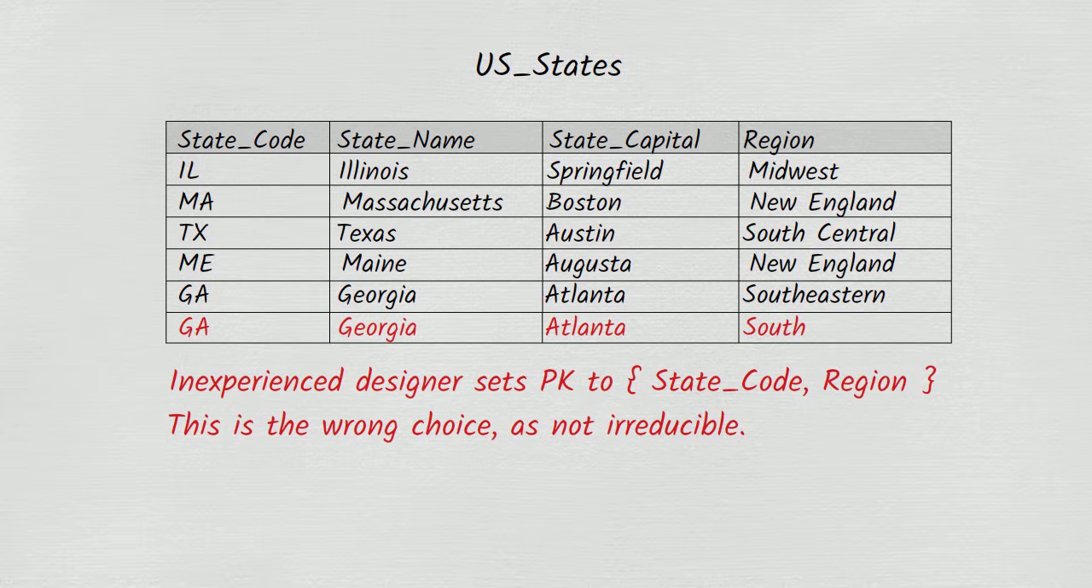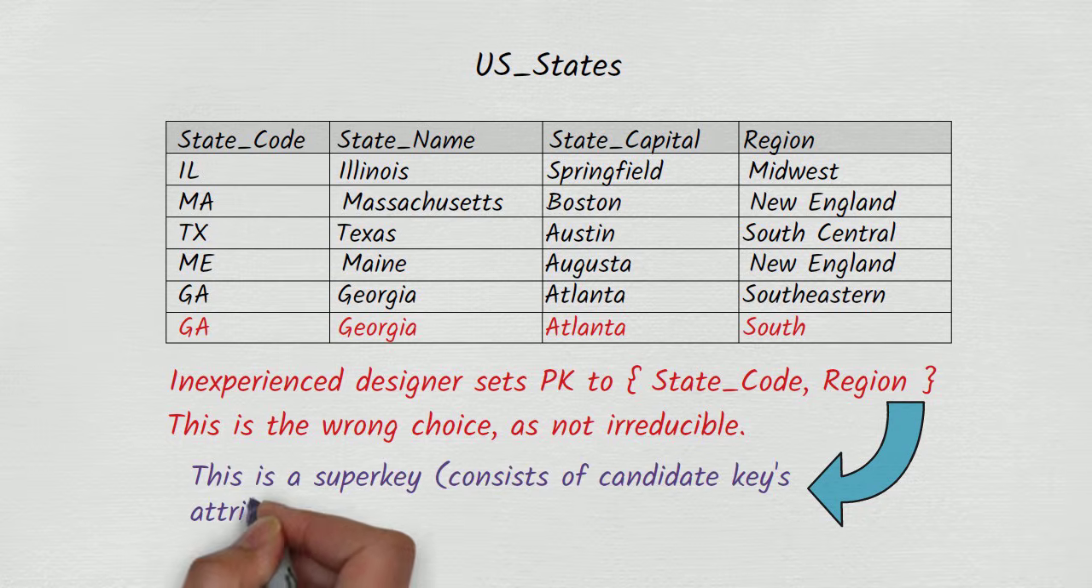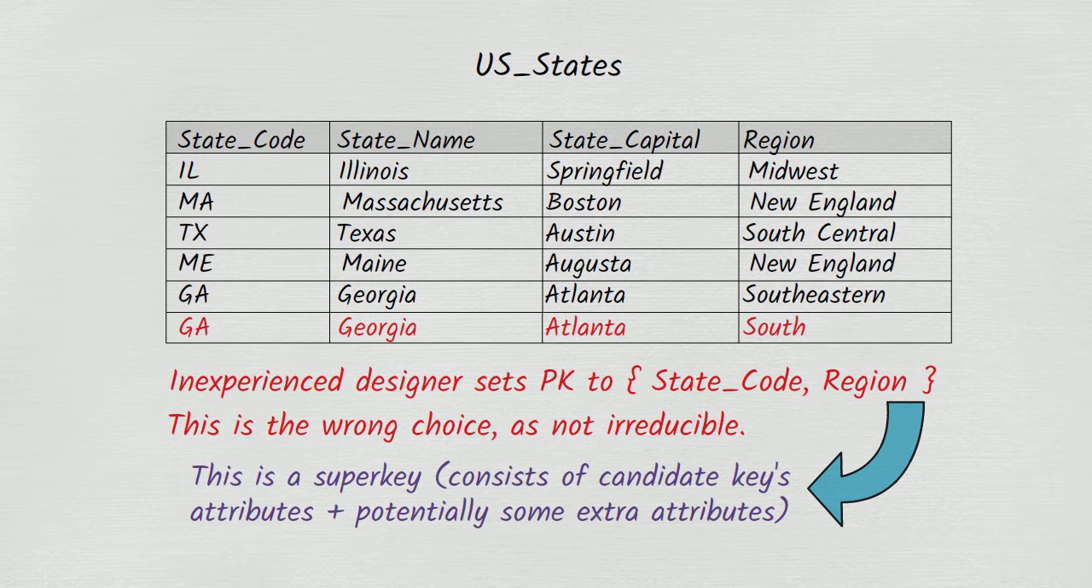Because state code, region has an extra attribute that it shouldn't have, namely region, it isn't irreducible, and so it isn't a candidate key. So what can we call state code, region? We call it a superkey. A superkey is something that contains all the attributes of a candidate key plus, potentially, some additional attributes. You don't normally need to concern yourself too much with superkeys, but the idea of a superkey does show up in theoretically rigorous definitions of the normal forms, as you'll see if you watch Decomplexify's Boyce-Codd normal form video.